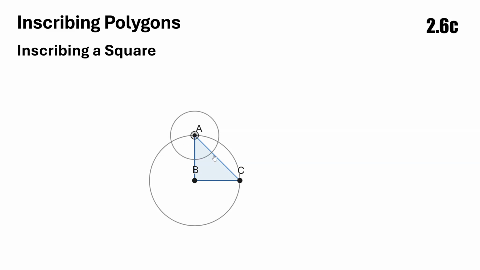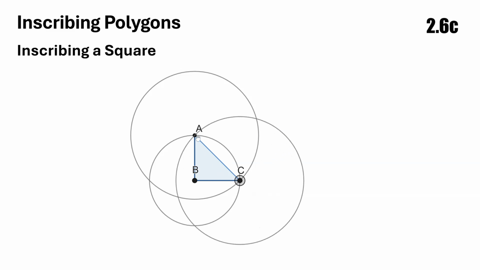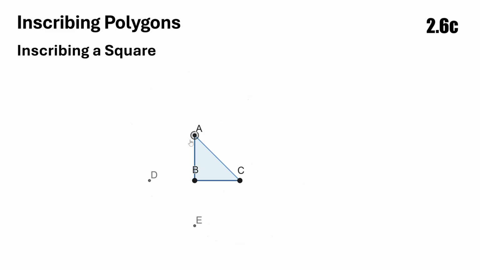To inscribe a square, create 2 radii, and use them to create 2 circles. Use the radii as their radius. Plot points where the circles intersect the original circle. Then draw segments to the original points. To test whether this is actually a square, you can measure the sides to make sure that they are all equal to each other, and then the angles to make sure they are all right angles.